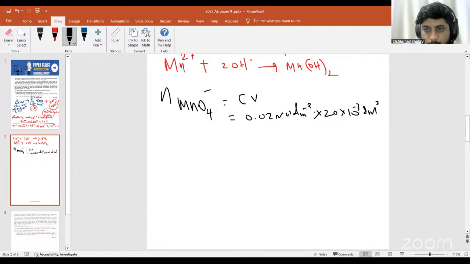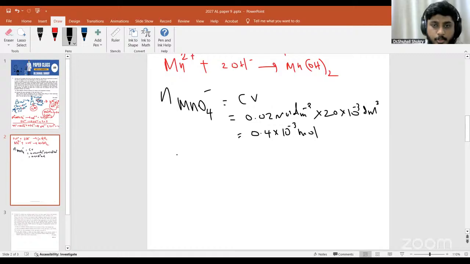If you simplify this and multiply by 20, you get 0.4 × 10^-3 moles. This is the KMnO4 moles. If you know the KMnO4 moles, from this I can find the Fe2+ moles, n(Fe2+). That is equal to the moles of FeO.